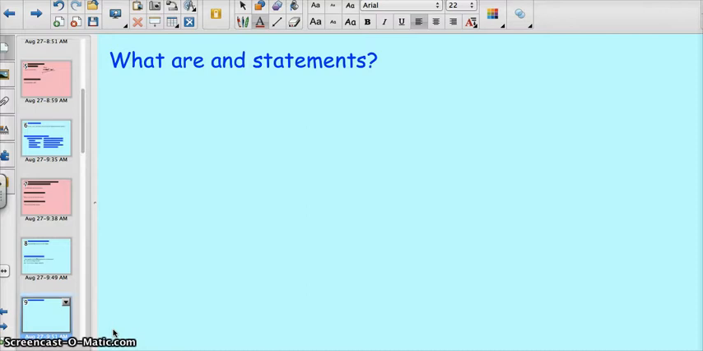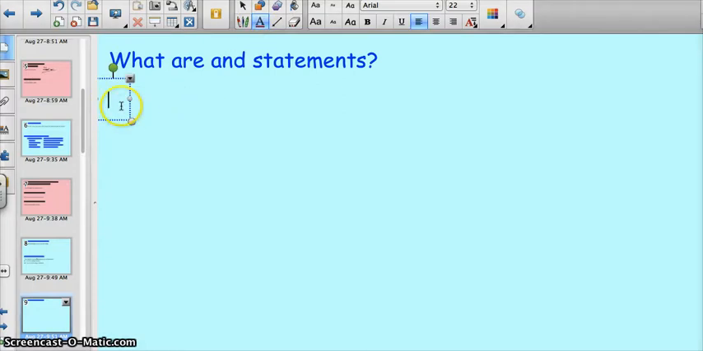So here we go. The stuff, again, very, very basic and easy, guys, but you got to pay attention because it's different than what you've seen before. So we're going to start by talking about and statements here. When we're talking about an and statement, we need to know the name for it.